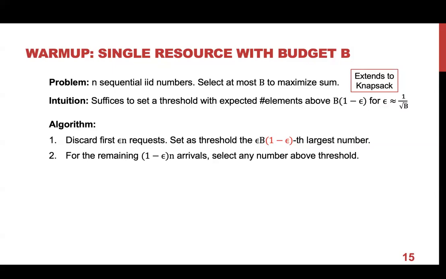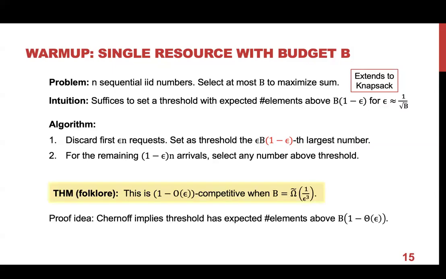Basically, discard the first epsilon n elements, and set a threshold which is the epsilon B-th largest in the first epsilon fraction, up to a 1 minus epsilon factor, again to absorb the standard deviation. Then for the remaining 1 minus epsilon n requests, just select any number which is above this threshold. A very simple, clean idea, and that already gives you a 1 minus epsilon approximation. It's not optimal: it requires a budget guarantee of roughly poly 1 over epsilon, like 1 over epsilon cubed. But this already works simply by Chernoff bounds, since the standard deviations can be absorbed.